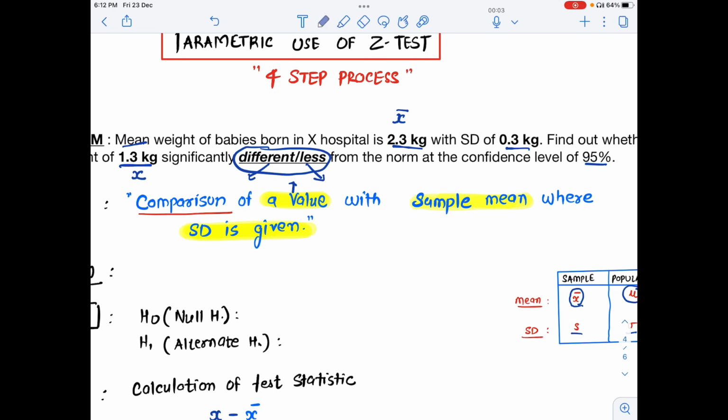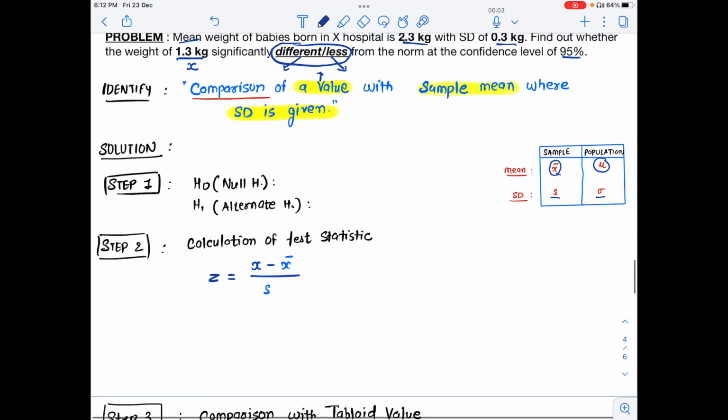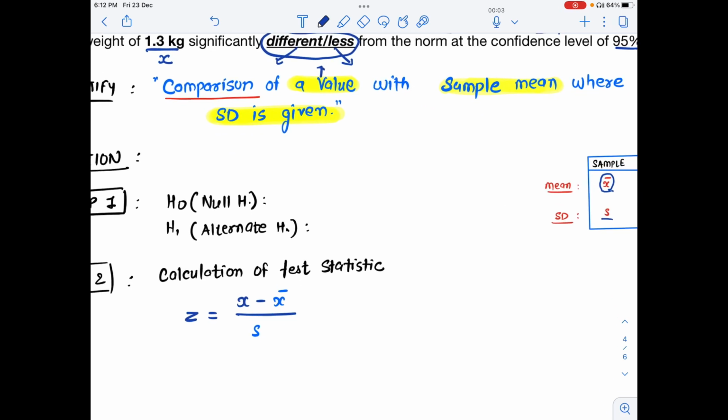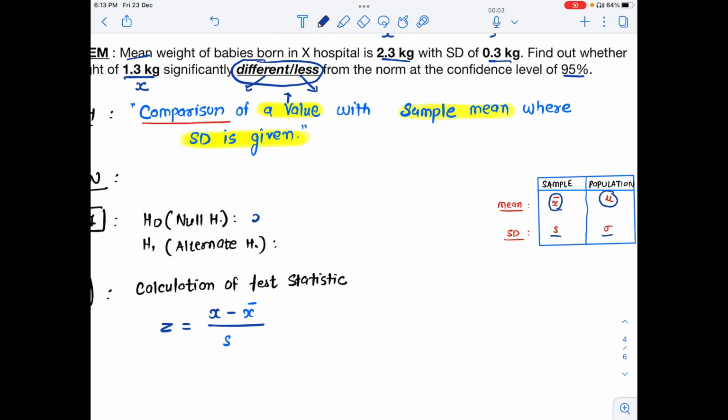Now the stepwise process is as below. Step 1 is to write the alternate hypothesis as well as the null hypothesis. What is the null hypothesis? It basically nullifies any possibility of getting a positive result. So in this, the positive result will be that yes, the baby had significantly less weight than the norm. So we will nullify that hypothesis. We will assume that the weight of the baby and the sample mean are both equal. There is no difference at all.